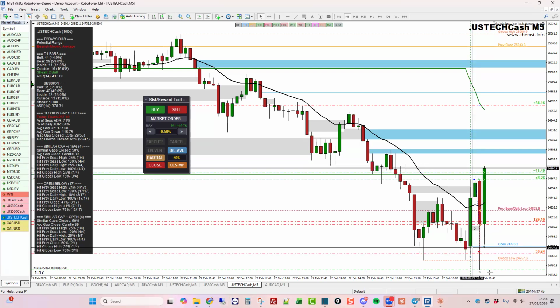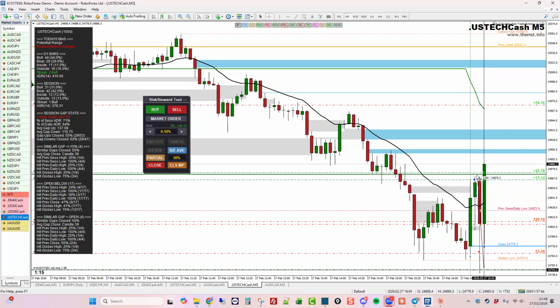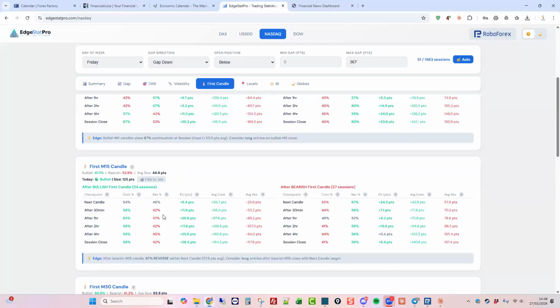The actual candle size, though, is all of that candle, isn't it? 126. So yeah, 125 points is the first 15-minute candle, which is bullish. So when you get a bullish candle which is 125 points, typically, as you can see here, within the next 30 minutes, all the way to session close, the probabilities are that it will close higher today. So we're looking for longs, basically, is what this is saying.